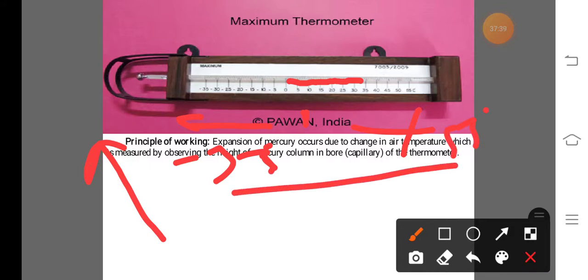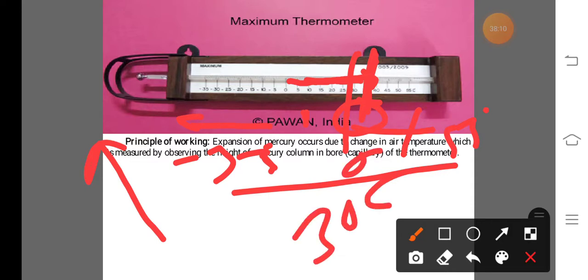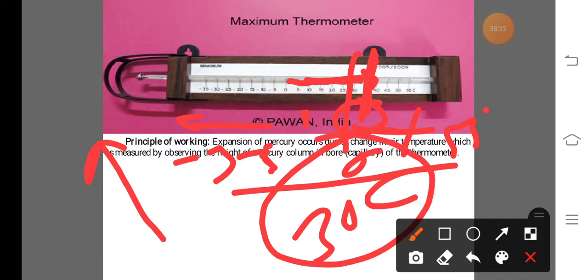That means when temperature increases, at that time the mercury of this thermometer increases towards the plus, and when the highest or maximum temperature is reached, at that time the mercury stops. And this is considered the highest temperature of the day. Suppose today at 30 degree Celsius temperature this mercury stopped. That means the 30 degree Celsius temperature is the highest or maximum temperature of the day, or from the last setting or in 24 hours.